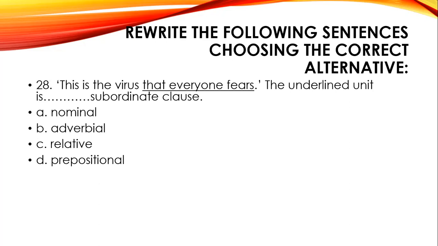This is the virus that everyone fears. The underlined unit in this sentence is dash dash subordinate clause. Option A, nominal. Option B, adverbial. Option C, relative. Option D, prepositional. And the correct answer is option C, relative. That everyone fears is a relative subordinate clause.